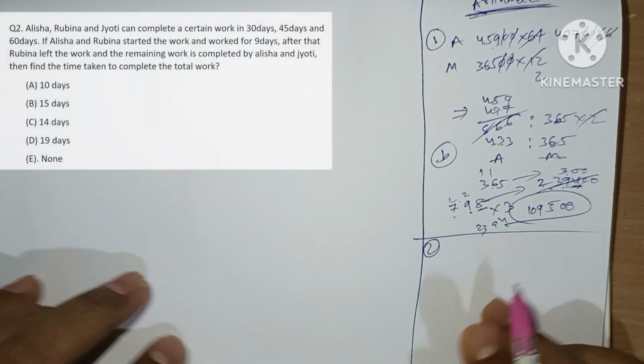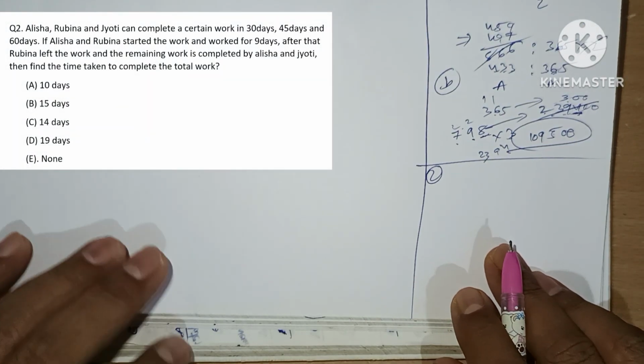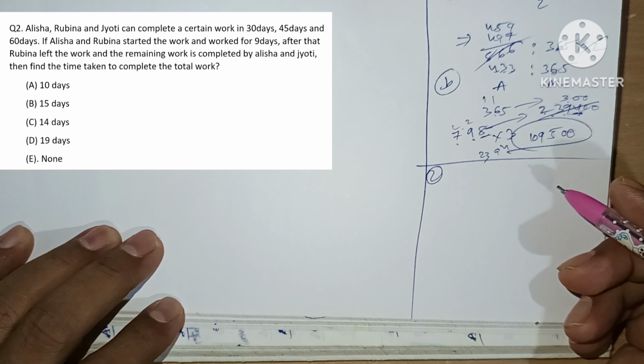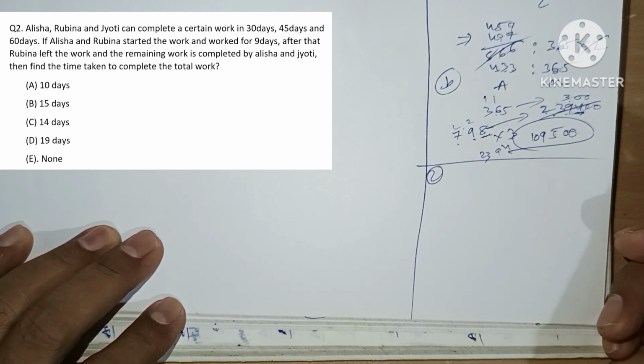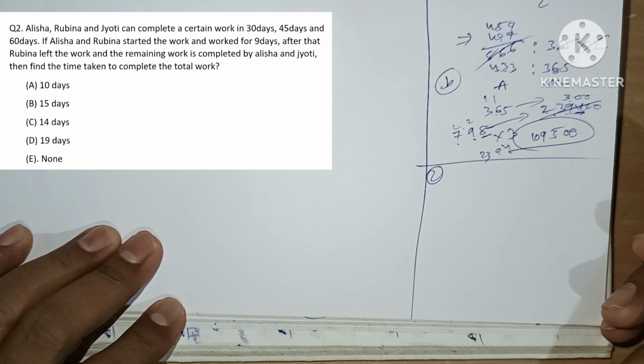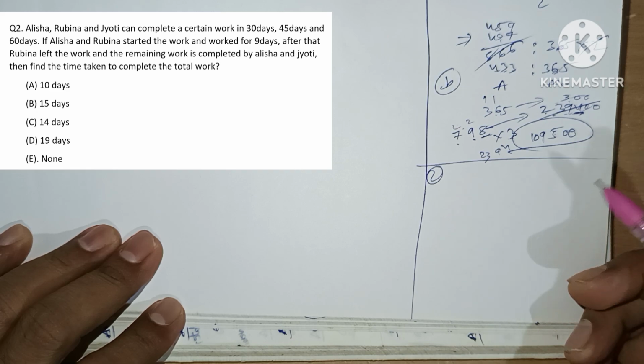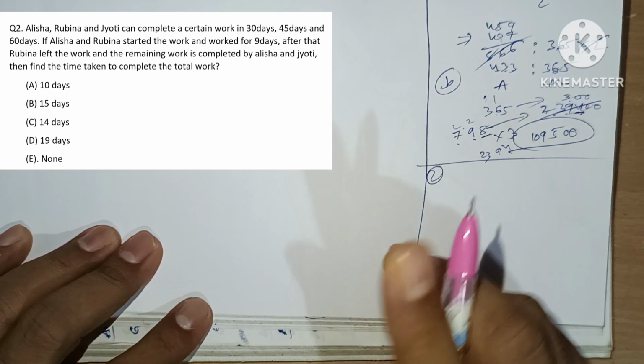Second question, Alisha, Rubina and Jyoti can complete a certain work in 30 days, 45 days and 60 days. If Alisha and Rubina started the work and worked for 9 days, after that Rubina left the work and the remaining work is completed by Alisha and Jyoti. Find the time taken to complete the total work.